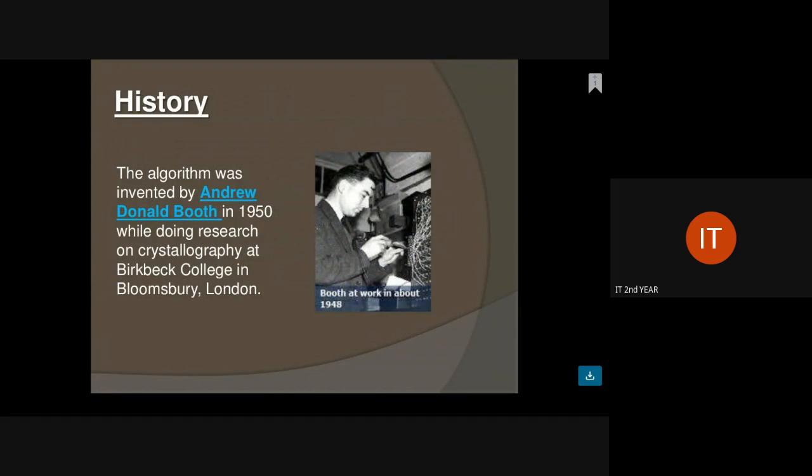Coming to the history, this algorithm was invented by Andrew Donald Booth in the year 1950 while he was doing research on crystallography in the London college, Birkbeck College, Bloomsbury. Through that research project, he introduced a new concept called the Booth multiplication algorithm. As he invented it, he named the algorithmic procedure after himself.